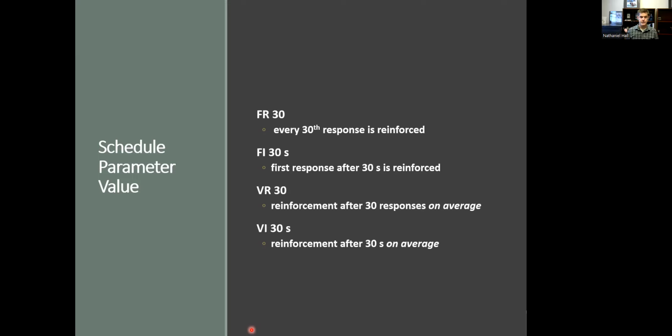Variable ratio 30 means reinforcement after on average 30 responses. Sometimes it might be 5, sometimes it might be 60. There will be some average around that value of 30, but it's not always going to be 30. It will be variable around that value of 30. And then a variable interval 30 seconds is going to be reinforcement after 30 seconds on average. So that timer that was exactly 30 seconds with the FI will vary, sometimes 5 seconds, sometimes 60 seconds. But it'll be the first response after that timer times out that will be reinforced.